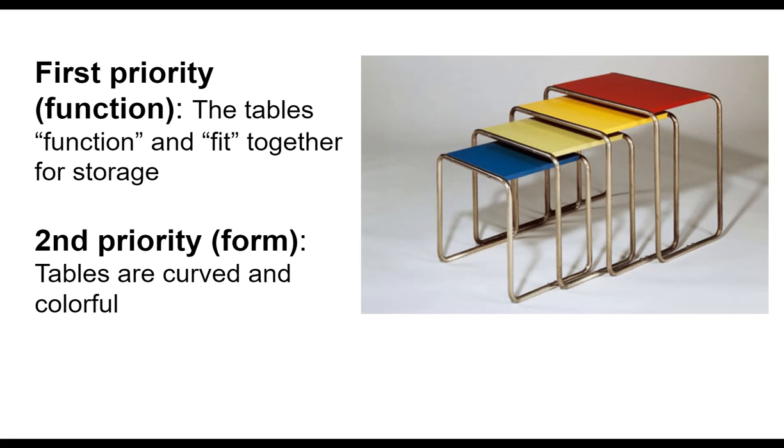Here's an example of form follows function. These tables here on the right-hand side of the screen, we know that a table is functional because you can set stuff on it. These are not just all independent pieces, but in fact they are stacked together, so that way they're not all over the place. They have a storage system. They fit together perfectly. This is function. But then the form of these tables indicates that these tables have specific colors for certain reasons, and the angle of how the bars of the table are part of the form. That's part of the design. It's not serving a specific function.